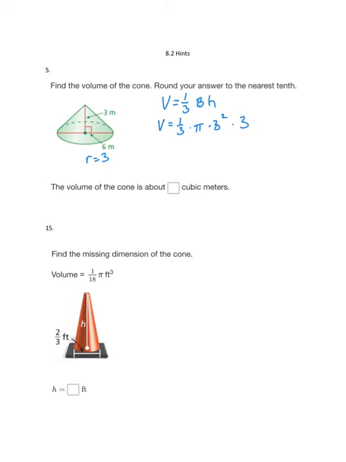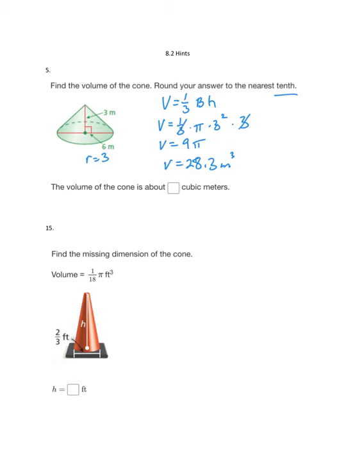I can simplify this. 1/3 times 3 is 1. 3 squared is 9. So my volume here is 9 pi. And I'll use my calculator for that. 9 times, I'll use my pi button. I have 28.274 to the nearest tenth. My volume is 28.3 cubic meters.